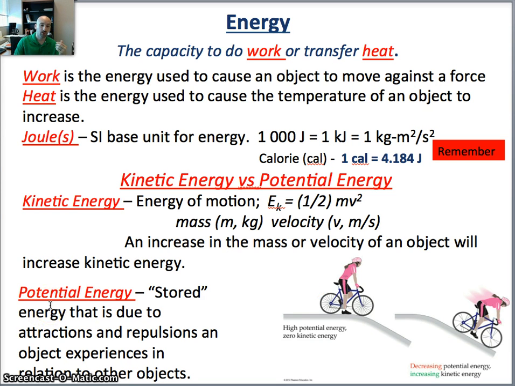Potential energy is a different form of energy. It's stored energy that can be converted into kinetic energy. So the easiest way of thinking about that is basically a biker that's going to be cruising down a hill. At the top of the hill, there's a high potential energy. It's a bunch of energy that's about to be released, okay? But there's zero kinetic energy. Nothing's moving. But as that biker descends down the hill, you start to decrease the potential energy and you're increasing the amount of kinetic energy.